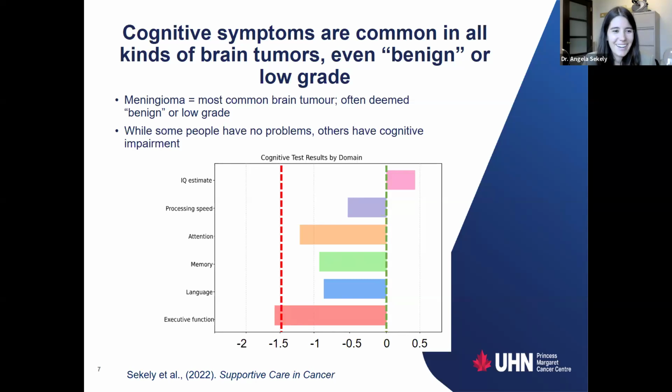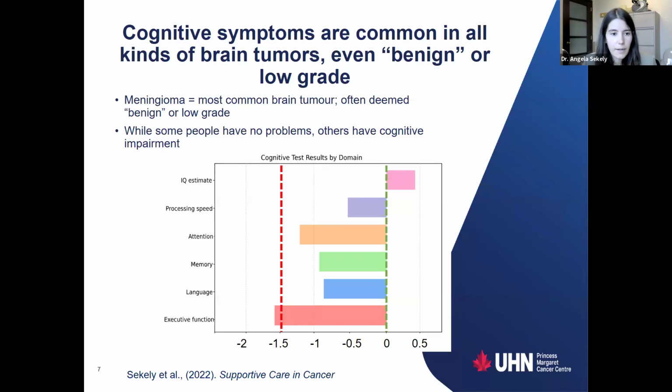And I also want to highlight that while some people have cognitive issues, other people don't report any or show any cognitive problems. So there's a large variability, and it's really important to think about how you or your loved one are really specifically impacted by the tumor that they have.